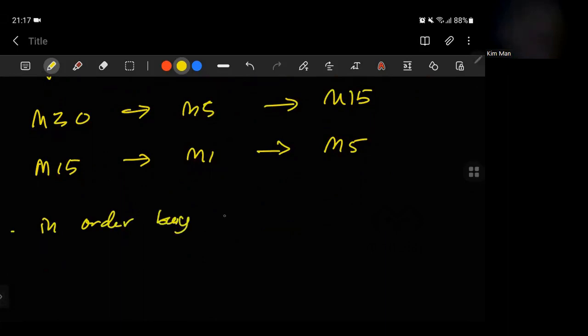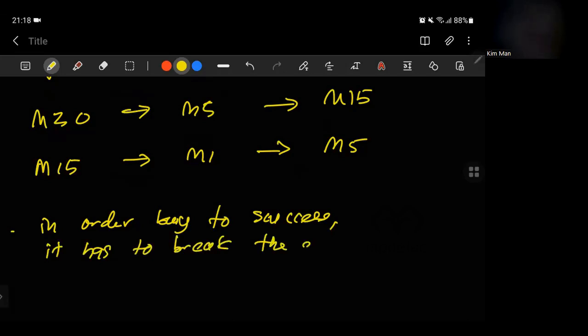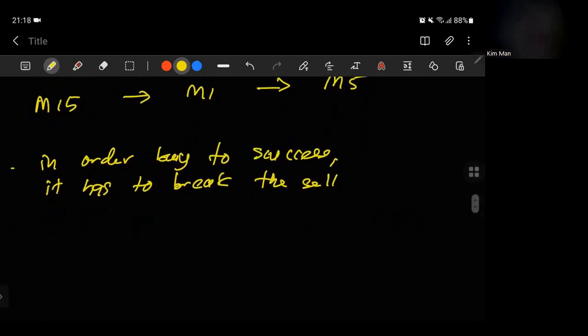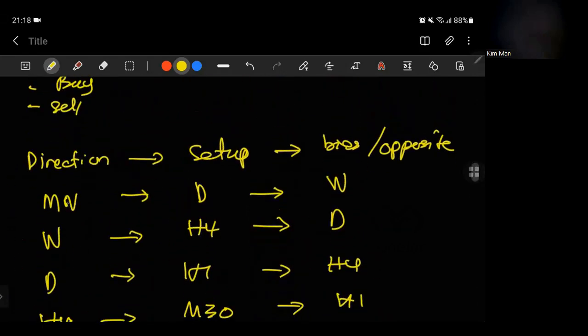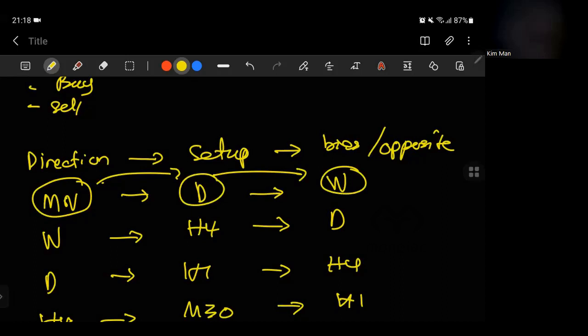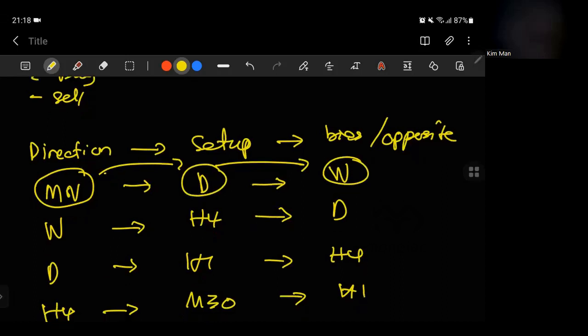So in order for the buy to succeed, it has to break the sell. In order for the sell to succeed, it has to break the buy. So this is the direction. This will be the setup, and the setup needs to break the bias, so it will go further. Simple like that.